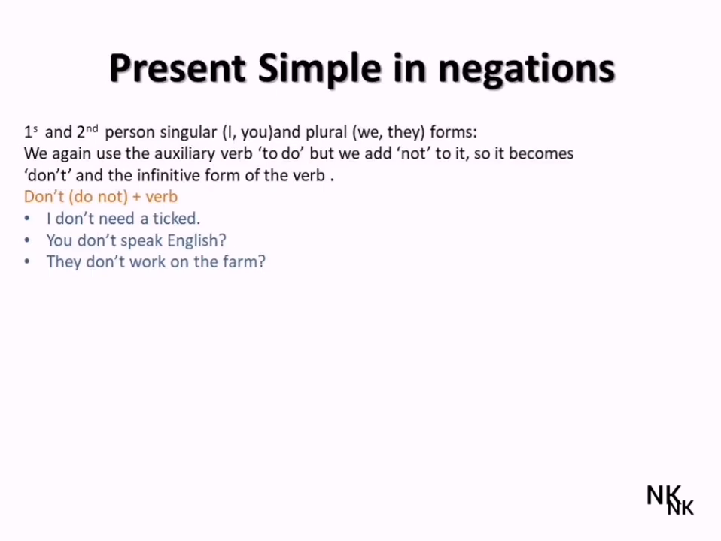Now let's take a look at the present simple in negation. For the first and second person singular and plural forms, we again use the auxiliary verb do, but we add not to it, so it becomes don't, and the infinitive form of the verb. For example, I don't need a ticket. You don't speak English. They don't work on the farm.